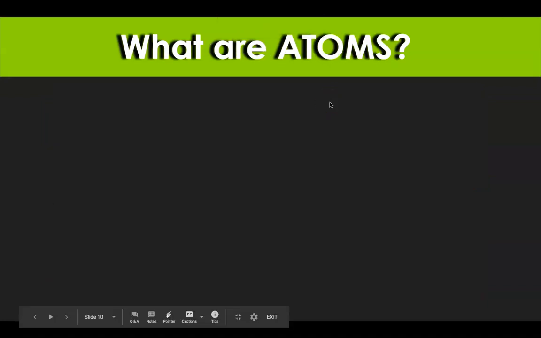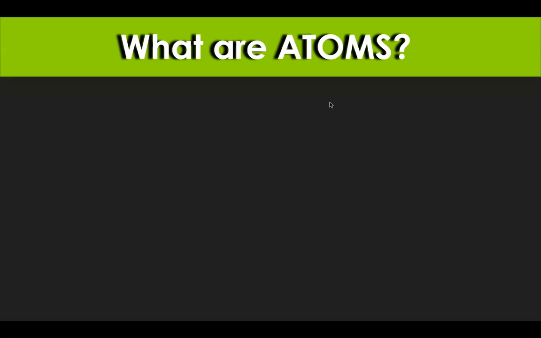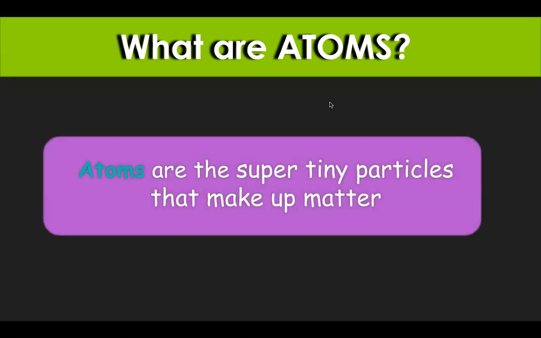Okay, so now you should have your picture and your definition of matter. The next term we're going to do is atoms. What are atoms? So write down the word atoms and then write down this definition. Atoms are super tiny particles that make up matter. Atoms are the super tiny particles that make up matter. Go ahead and draw a picture of what you think an atom looks like, and then move on to the next term.